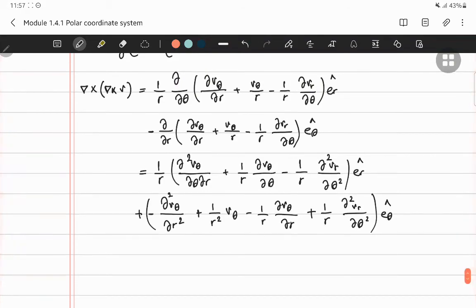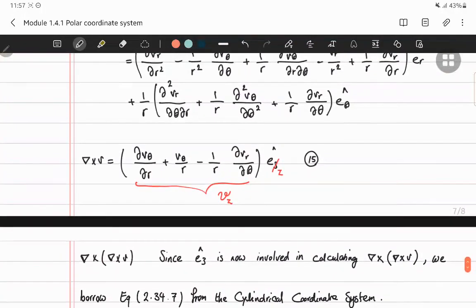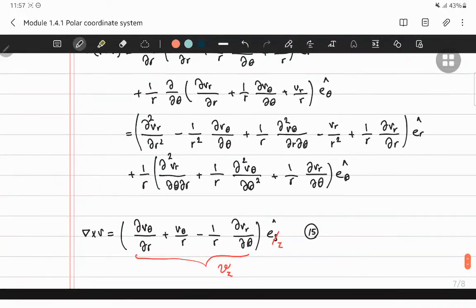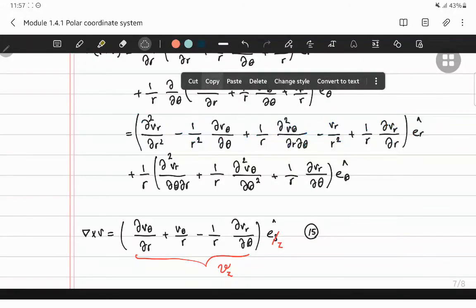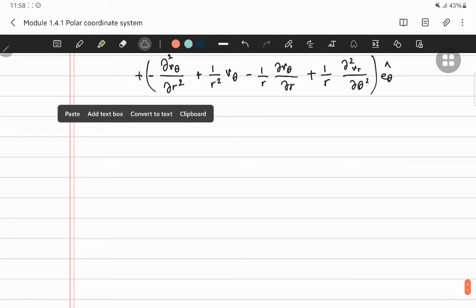Great. So now I have this, the second term, as well as the first term. So I simply pick this ER part here, copy, and then paste it here.